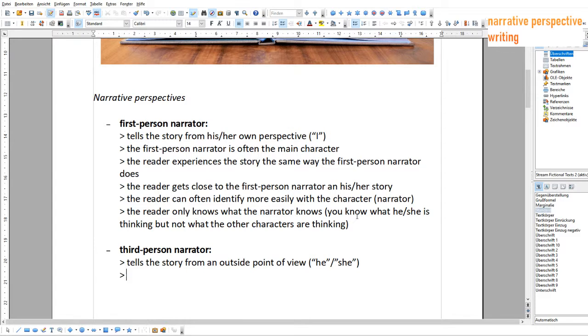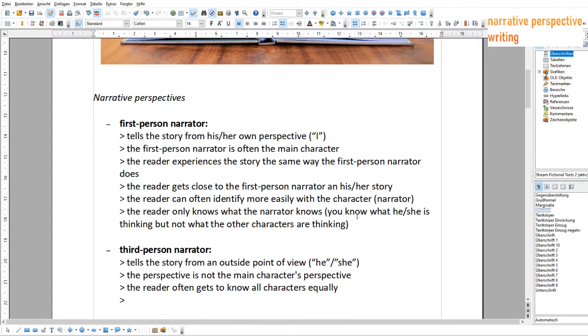Here, the perspective is not the main character's perspective. And the reader doesn't only get to know the main character, but gets to know different characters equally. So you maybe get to know one person and then you get to know another person, because the narrator tells the overall story. Okay, so you get to know all characters equally.